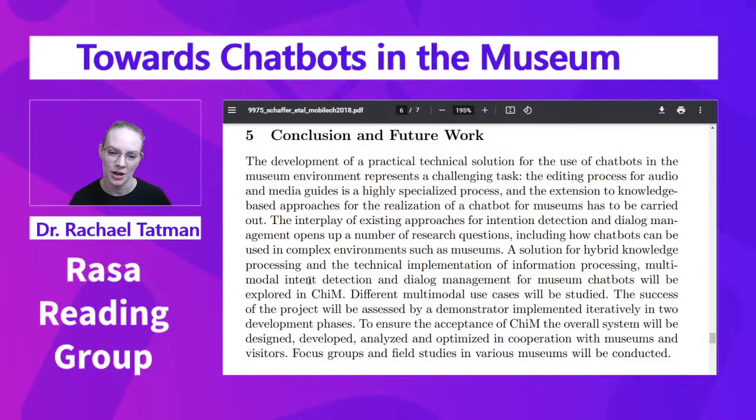The success of the project will be assessed by a demonstrator implemented iteratively in 2 development phases. So the first one, single exhibition, lots of UX input. The second one, expanding it to other exhibitions. To ensure the acceptance of CHIM, the overall system will be designed, developed, analyzed, and optimized in cooperation with museums and visitors.